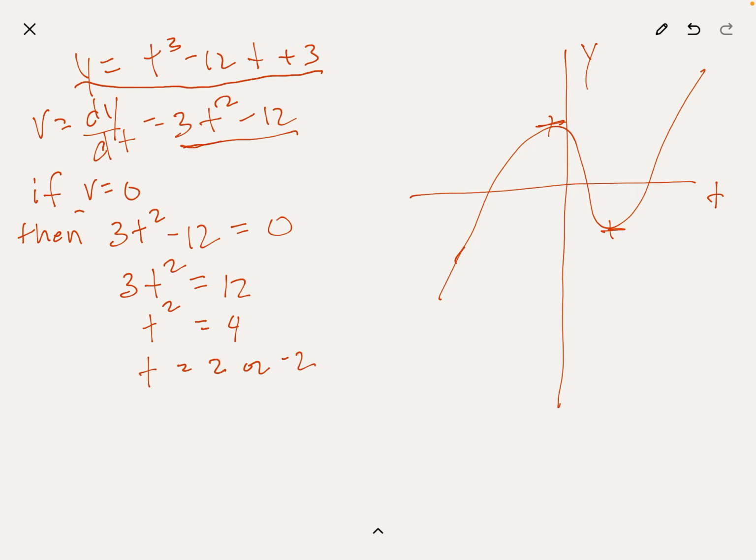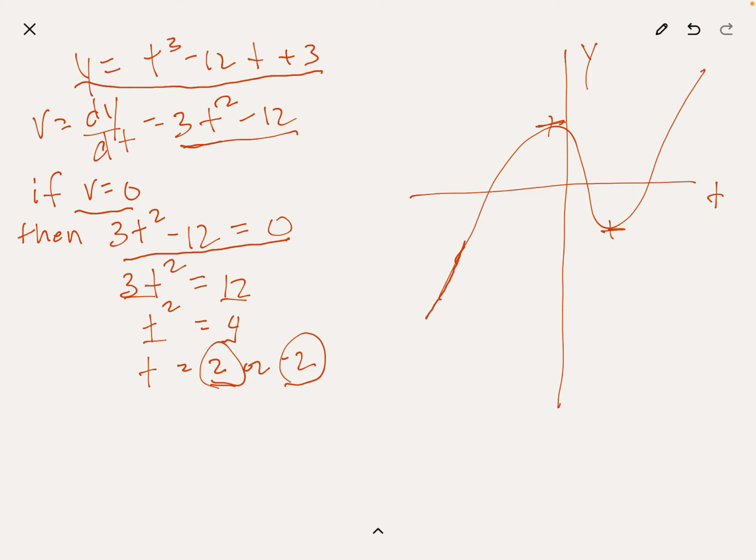So that means if velocity equals 0, then 3t squared minus 12 equals 0. If you solve for that, going down stepwise, 3t squared must equal 12, t squared equals 4, t must equal 2 or negative 2. So let's check this out and see if it makes sense.